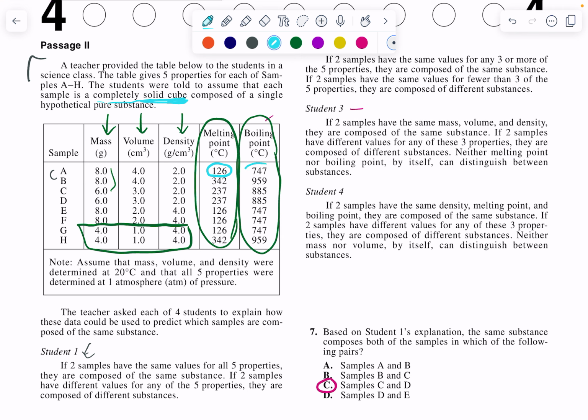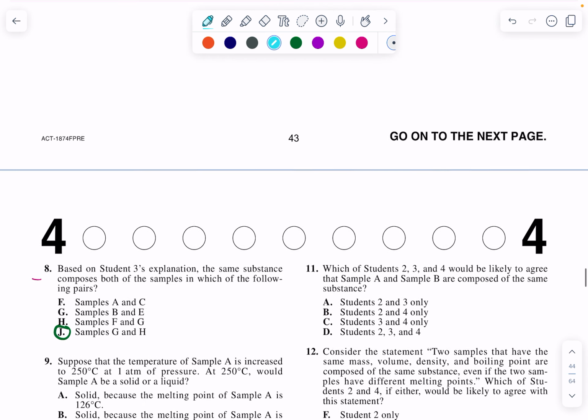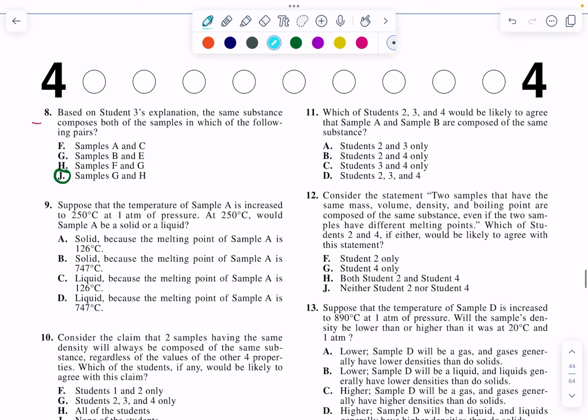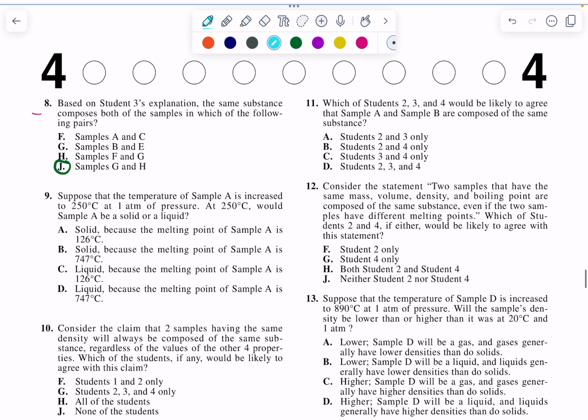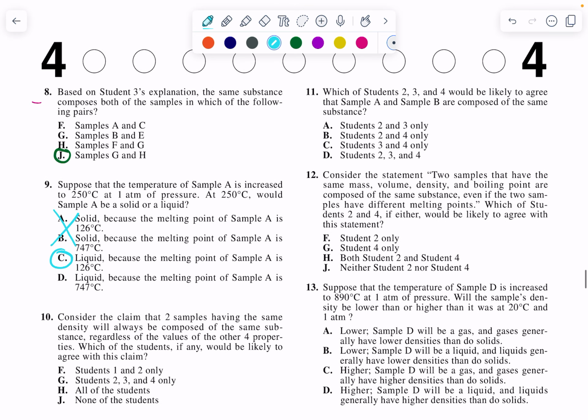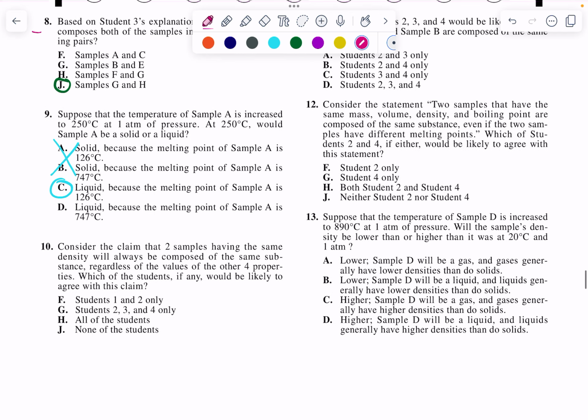It doesn't boil until 750 degrees. So if it's at 250 degrees, it has all melted. It's all a liquid now, and it's not yet a gas. So we can come down here and it's not going to be these two. It's not a solid. It's going to be a liquid. And it's a liquid because the melting point is 126. So C right there. Number 10.